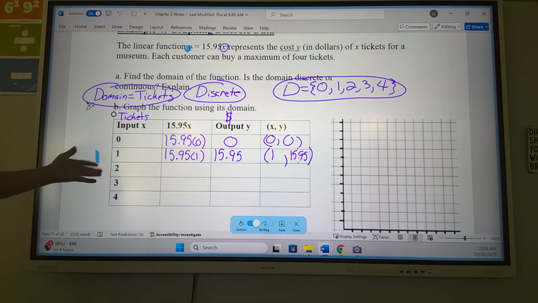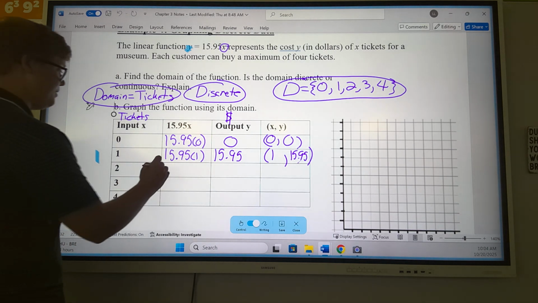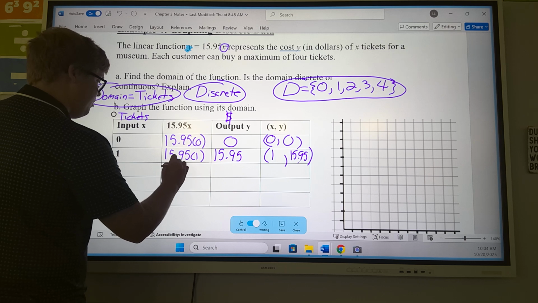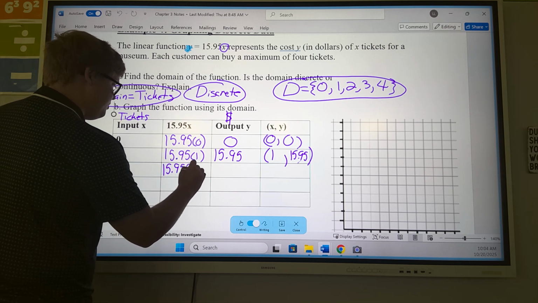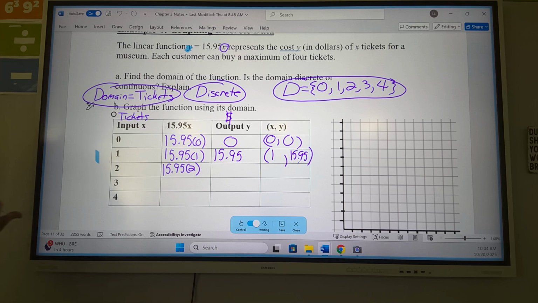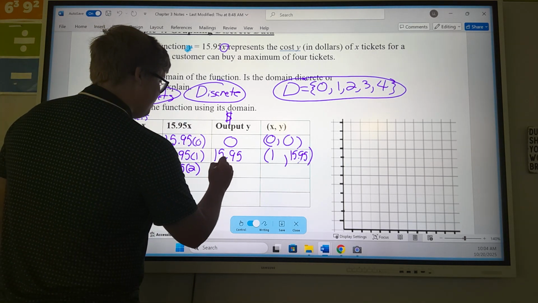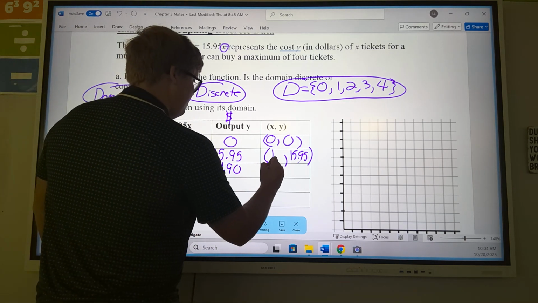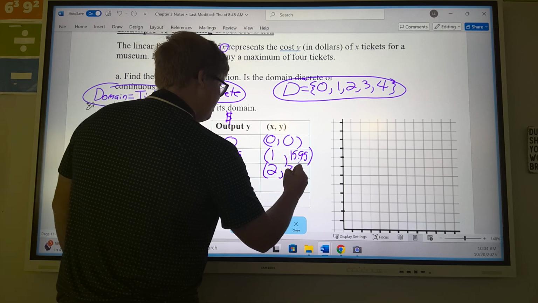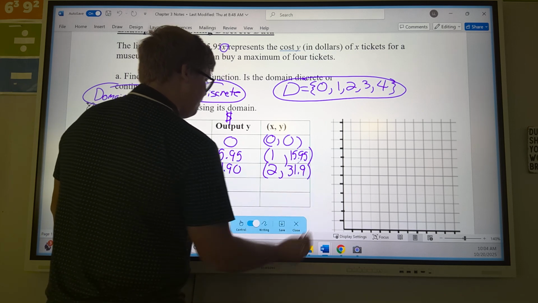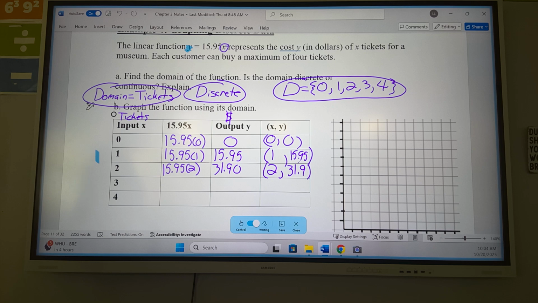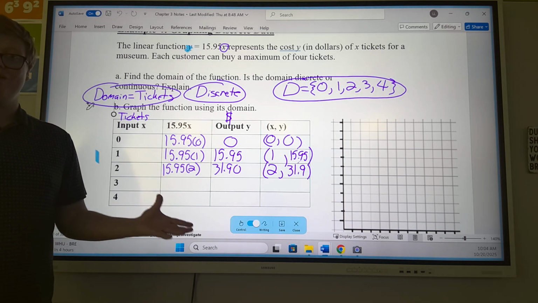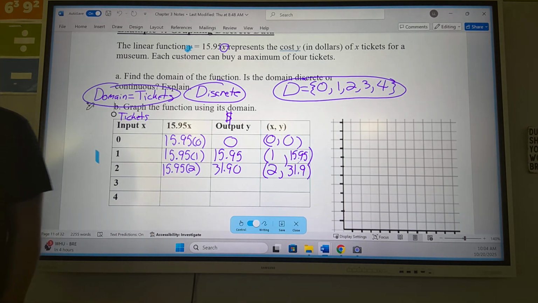Again, we're going to use 2 as our input because we're buying 2 tickets. All we have to do is take 15.95 times 2. 15.95 times 2 is, I believe, 31.90. So 2, 31.9. Okay, 3 and 4. Go ahead and pause this video, find 3 and 4. Let me know what you get.